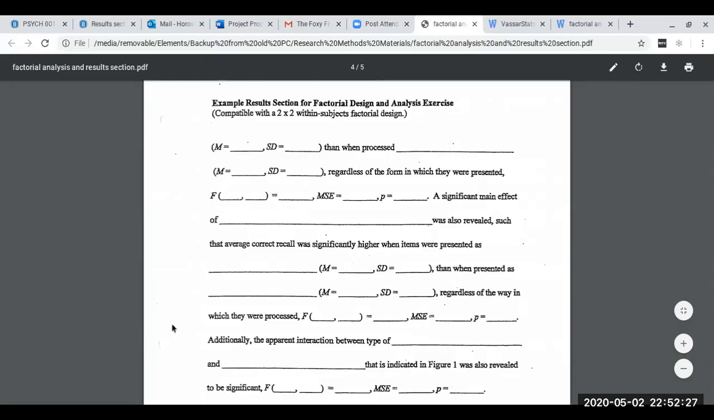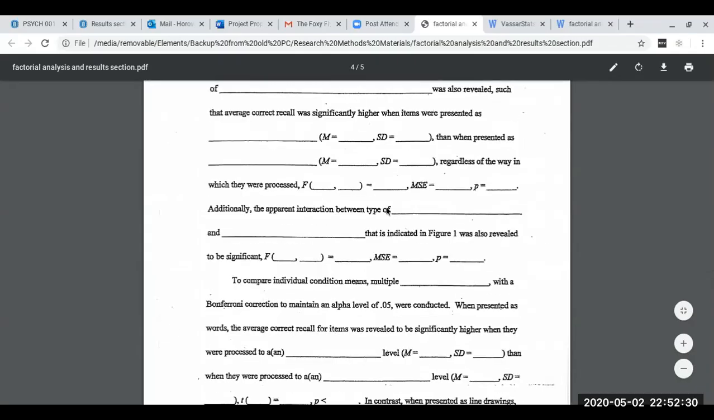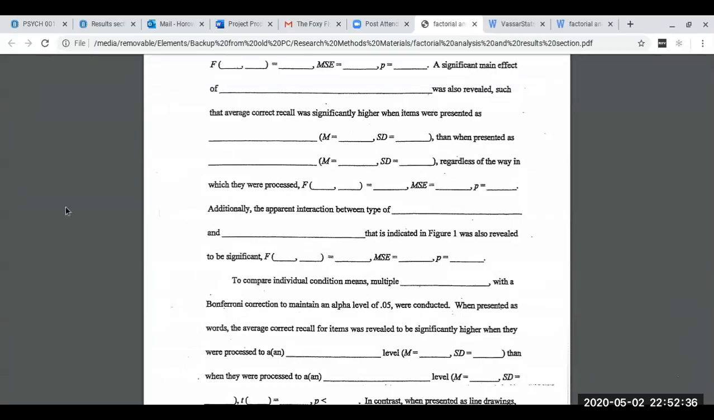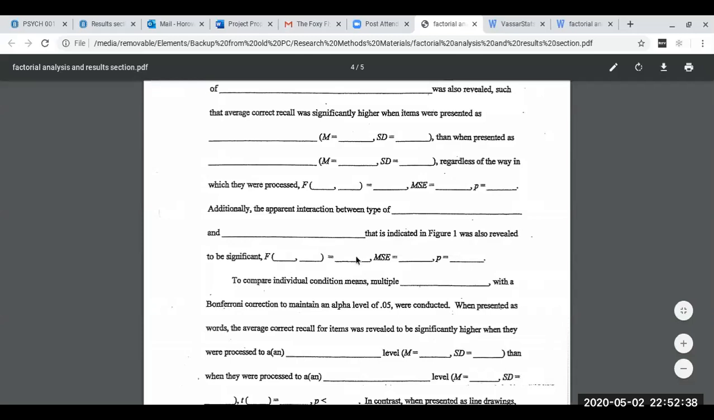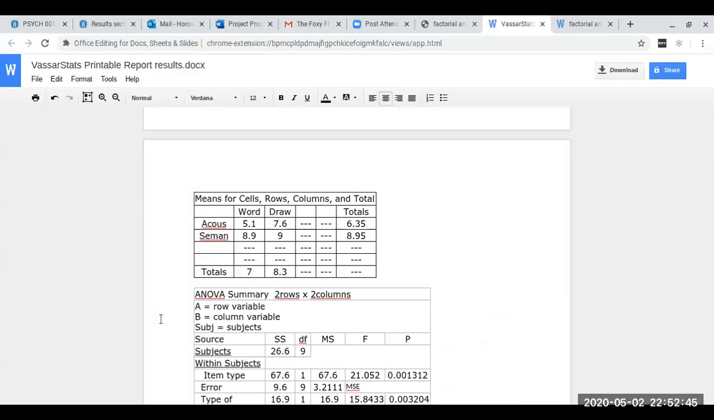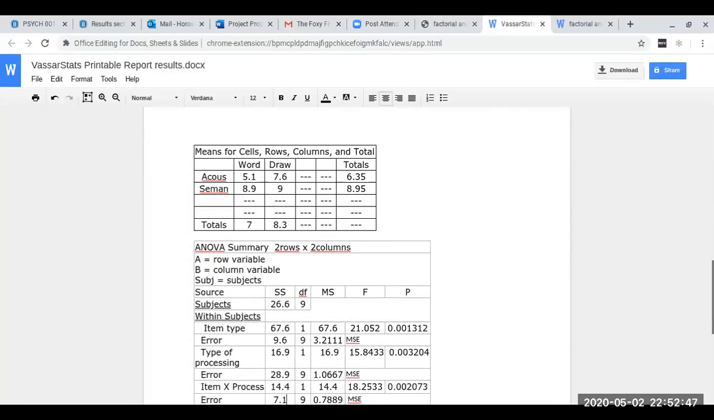Additionally, there was an apparent interaction between type of processing and item type, which was also revealed to be significant. So here are the F value, degrees of freedom, mean square error, and P value for the interaction, which is right here, right? Item by processing interaction. You'll find everything you need here, 1 in 9, F value, mean square error, P value, right? So you fill those in.